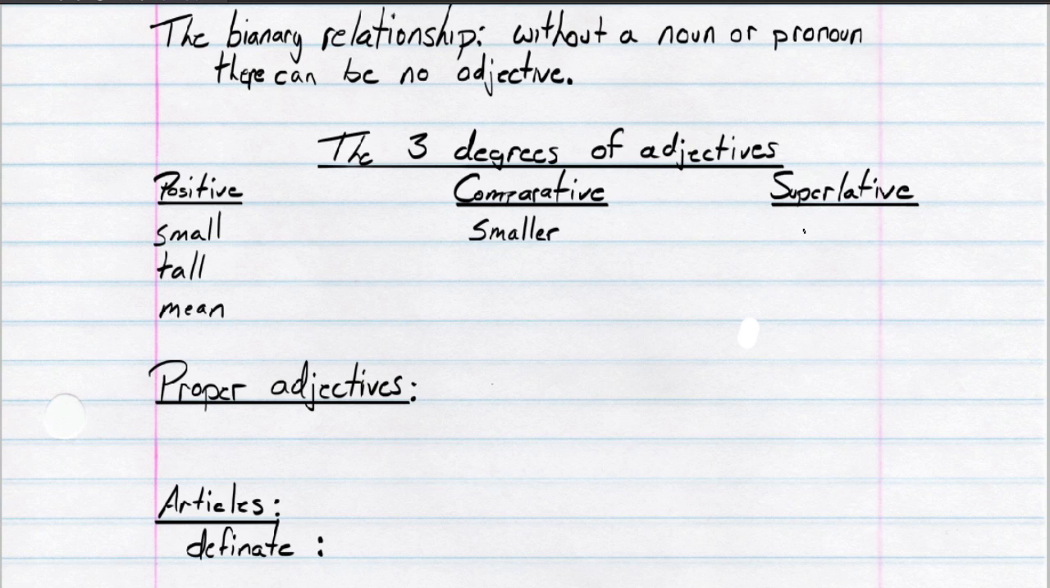Okay, the superlative of small, super means over. So it means it's over everything else. So we have small, smaller, and smallest. So you might be able to finish the last 4 here. If we have tall, the comparative version would be taller, and the superlative version would be tallest. And finally here we have mean, meaner, and meanest.